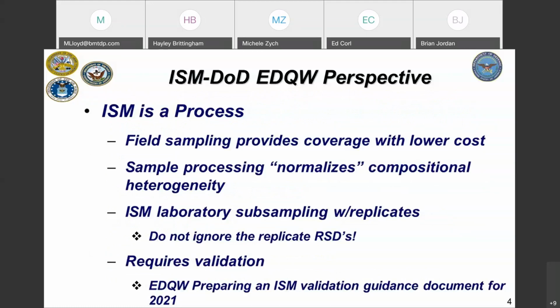So, you know, again, the previous speakers talked about this and summarized it, but keep in mind that ISM is not just what's happening in the field. ISM is a process. ISM does provide, as I said before, great coverage, and compared with the coverage needed for discrete samples, right, ISM is usually going to be more economical, and Michelle talked about this. But the laboratory side of this ISM process is not necessarily trivial, and Mark talked about some of these aspects.